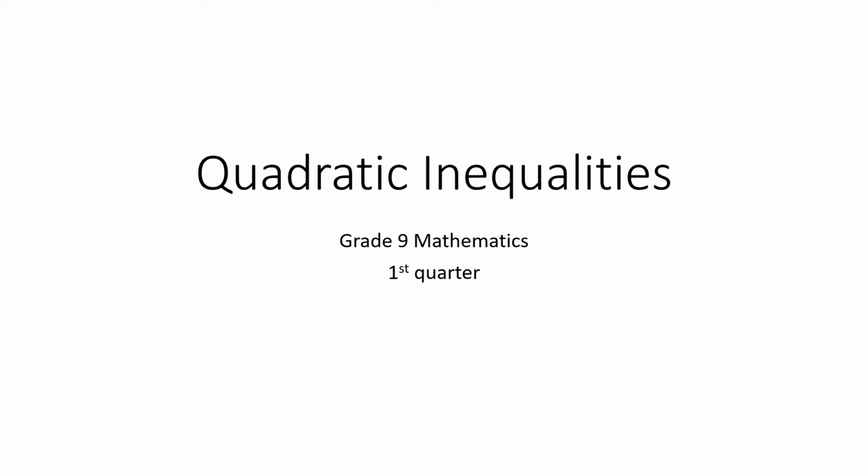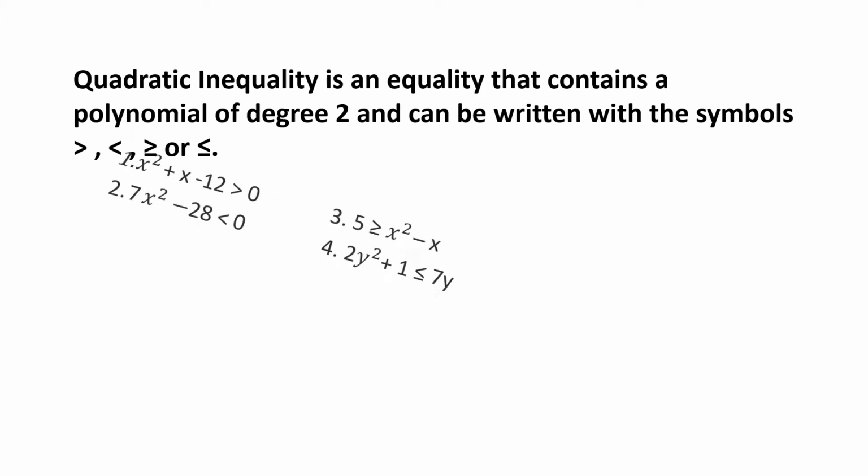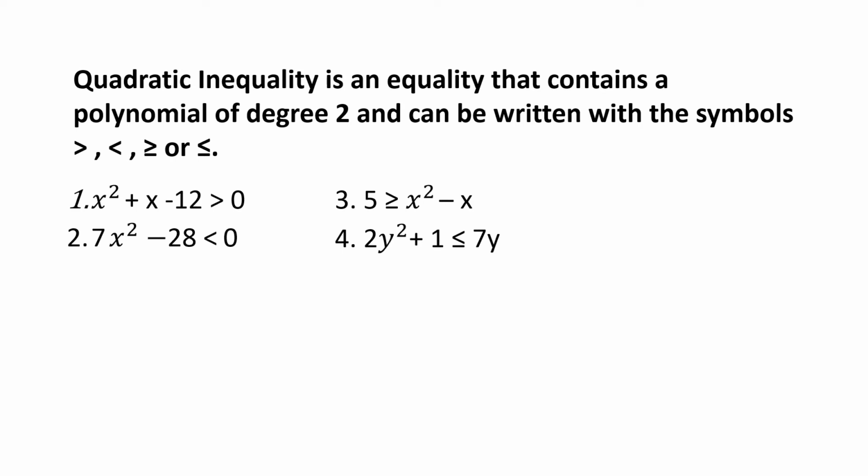Our topic for today is quadratic inequalities. A quadratic inequality is an inequality that contains a polynomial of degree 2 that can be written with the symbols greater than, less than, greater than or equal to, less than or equal to. So here are some examples of a quadratic inequality.